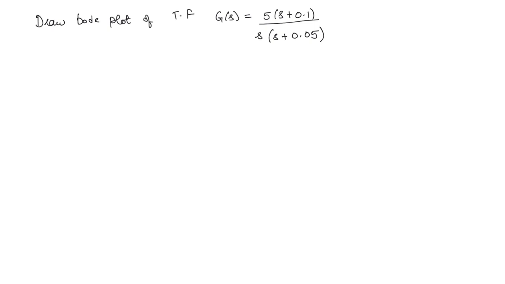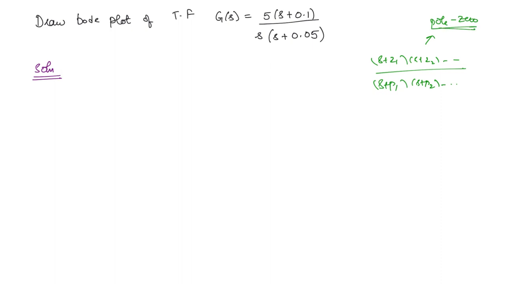So the very first step, whenever the function is given in the pole 0 form, that is when you write s plus z1 into s plus z2 and so on, and in the denominator s plus p1, s plus p2 and so on, this is called the pole 0 form. The very first step involves writing it in the time constant form. So step 1, express the function in time constant form.